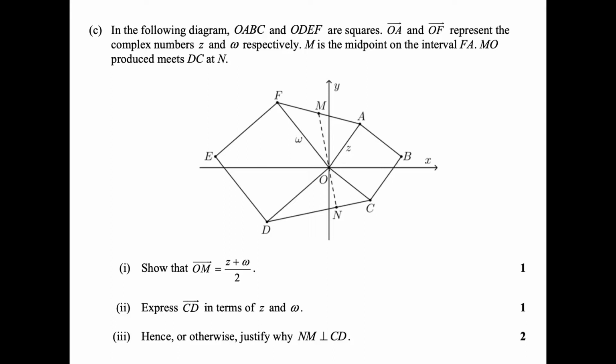So part 1 says, show that the vector OM is equal to (Z plus W) on 2. Part 2 says, express the vector CD in terms of Z and W. And then part 3 says, hence or otherwise justify why NM, the interval NM, is perpendicular to the interval CD.